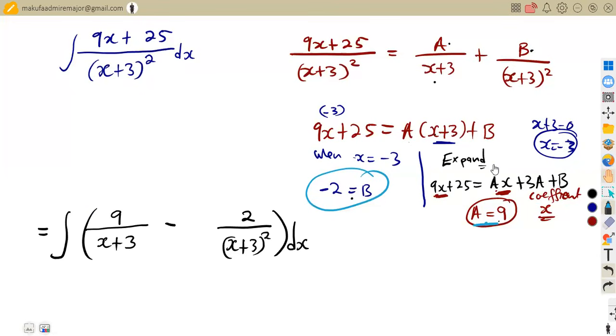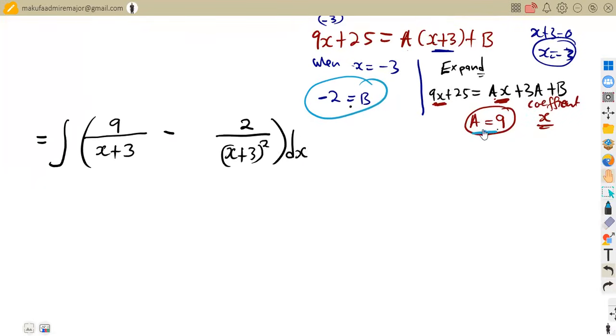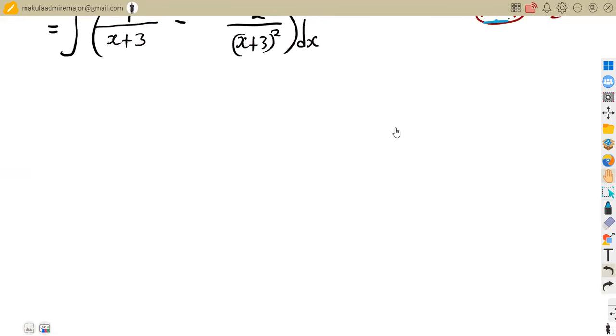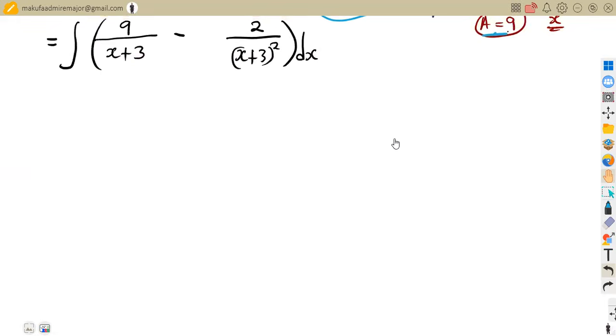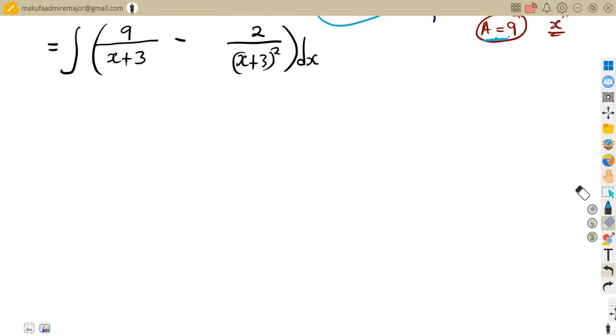All right, so let us try to integrate and see what we are going to have. How are you going to integrate this part? That is the question. How are you going to integrate this part with respect to x? How are we going to integrate this?